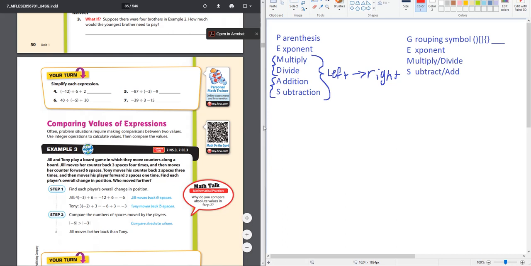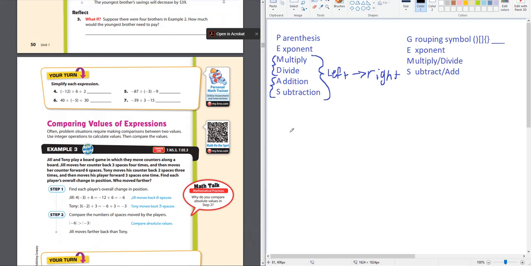All right. So we have negative 12 divided by 6 plus 2. All right. Grouping symbols. Nothing really to do inside here. Exponents. There are none. Multiply, divide. Okay, there's no multiplying, but there is division. So negative 12 divided by 6. 12 divided by 6 is 2. One's a negative, one's a positive, which means it's a negative 2 plus 2.